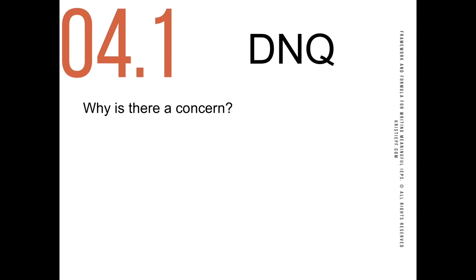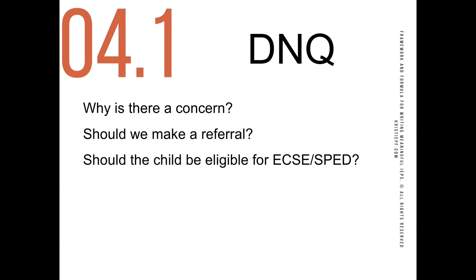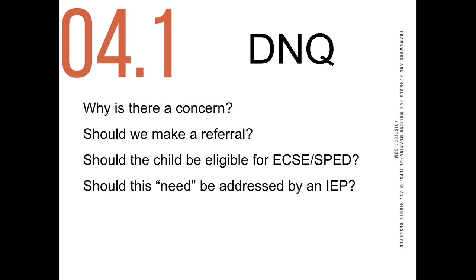So we're really thinking about why there is a concern. Why is someone thinking that this child is struggling or their development has stalled? What's at the heart of the concern? Should we even make a referral? Is this something that we think is going to result in the student becoming eligible for early childhood special ed or special education services? Are the needs the team sees things that should or can be addressed by an IEP versus a 504 plan versus high quality instruction? And do we have the right data?